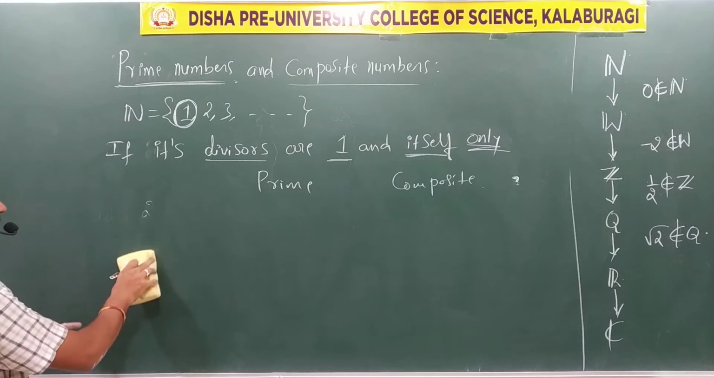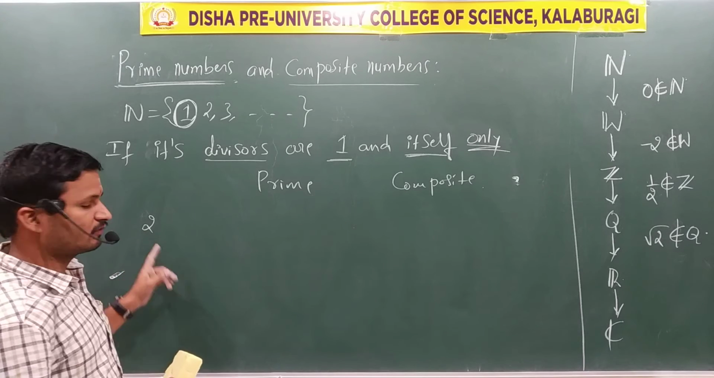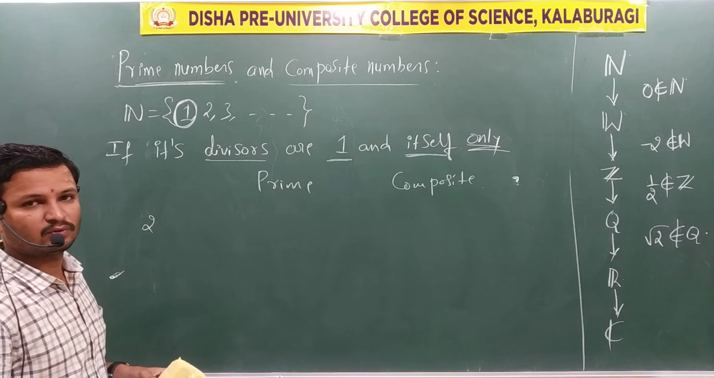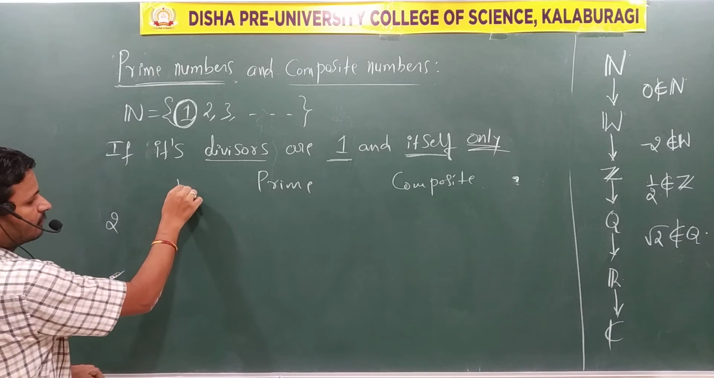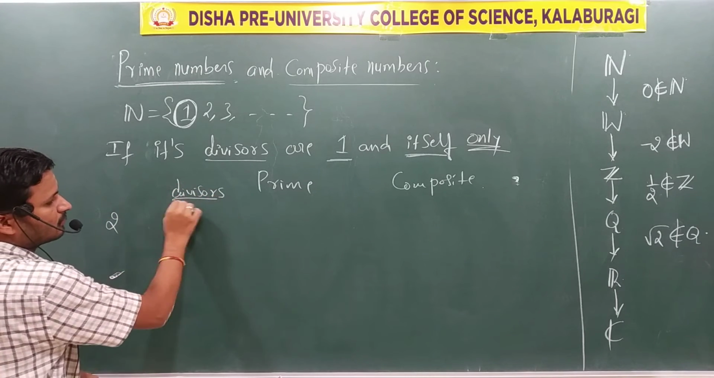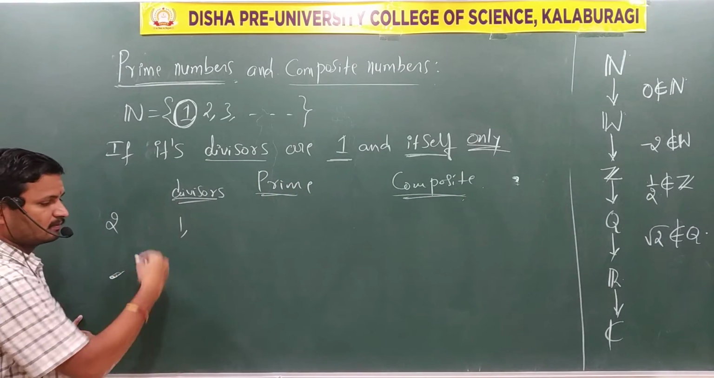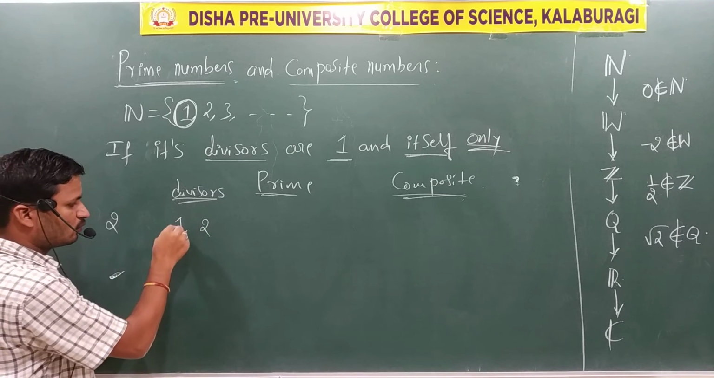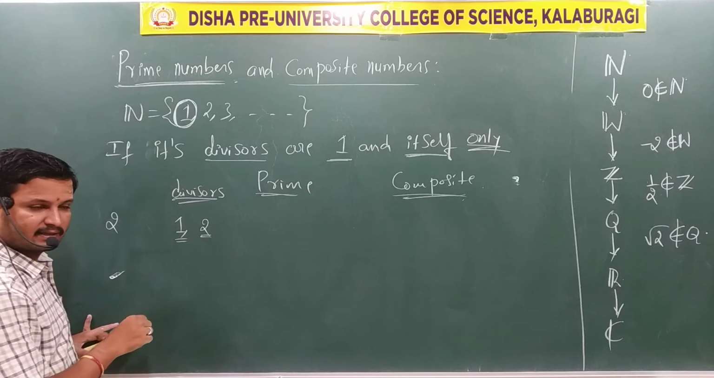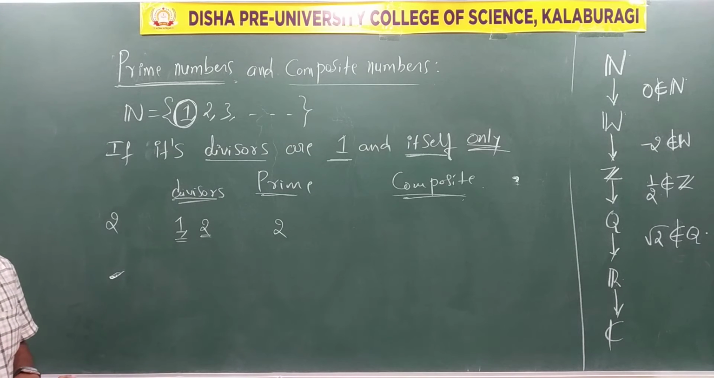Whether 2 is a prime number or a composite number. So, what are the divisors of 2? 2 is divisible by 1 and 2. So, divisors of 2 are 1 and itself only. Therefore, 2 is a prime number. It is not a composite.